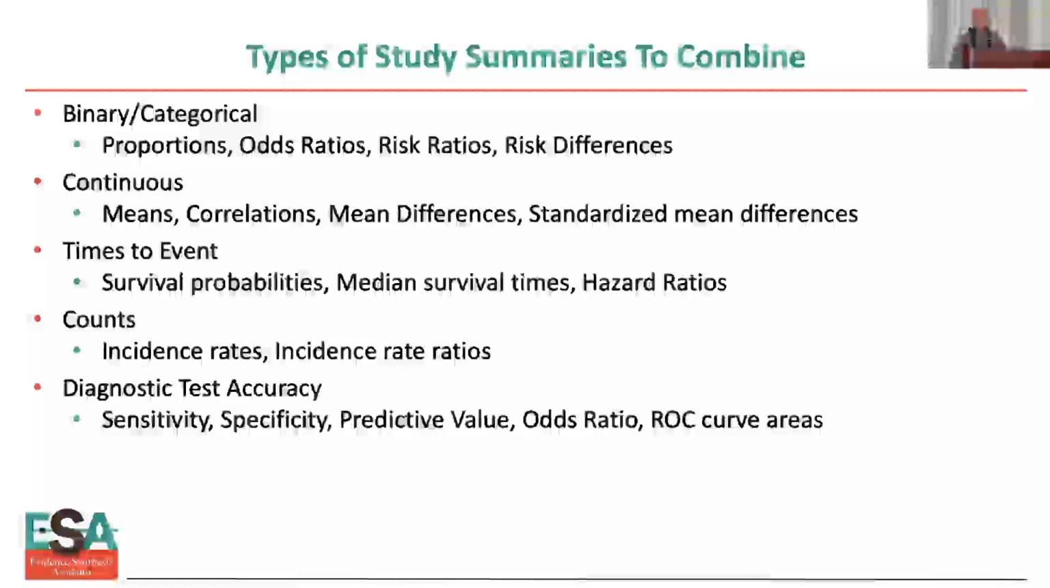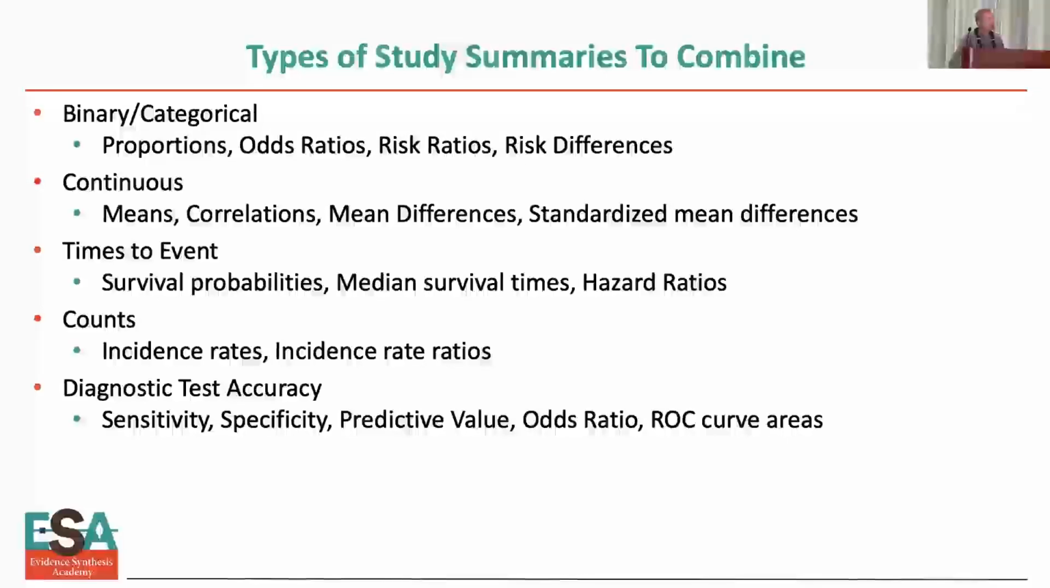All right, so what are some of the study types that we can combine? Typically, the data that we have are going to be either binary or categorical. In other words, the outcomes can be classified into categories. And in that case, our main analyses are going to be proportions, odds ratios, risk differences. And so we would be combining those together. So we might be averaging the odds ratios, averaging the risk ratios, averaging the risk differences, and so forth.